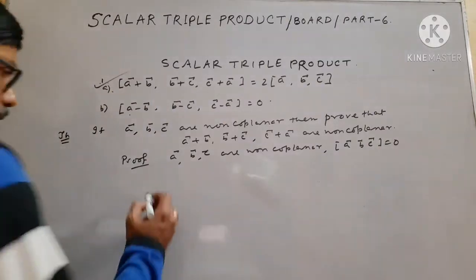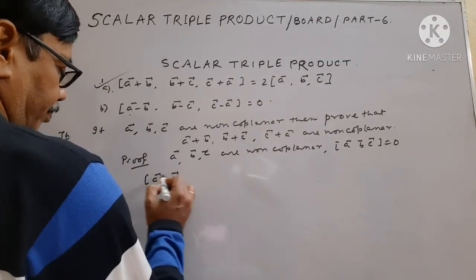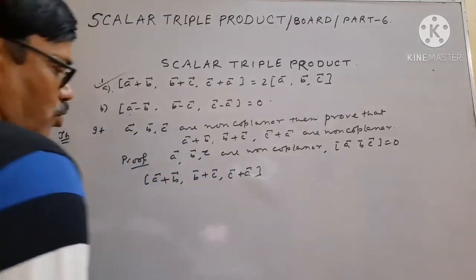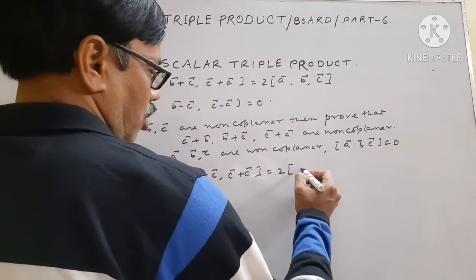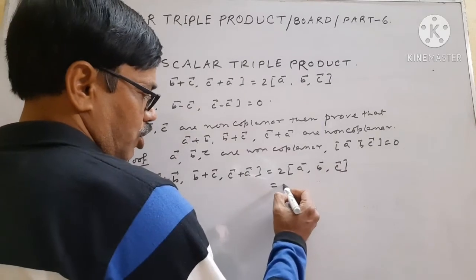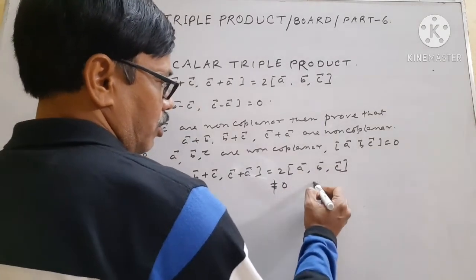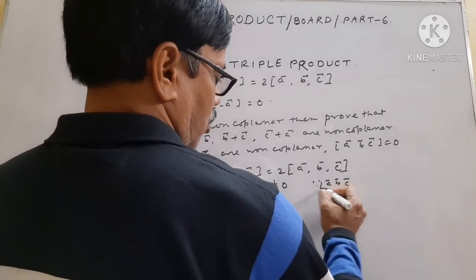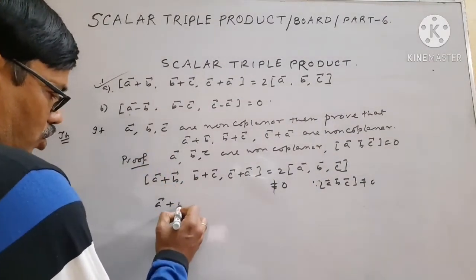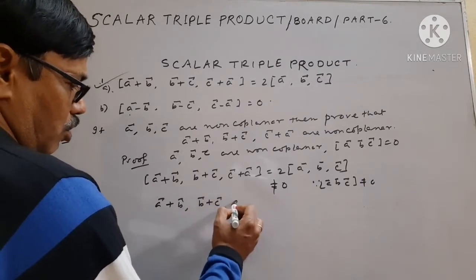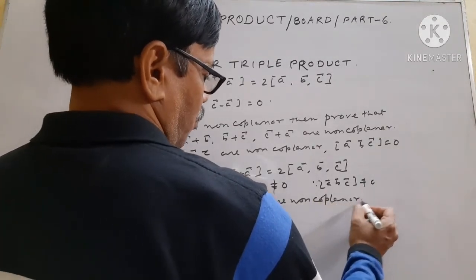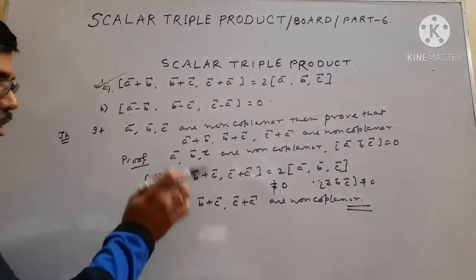Now we calculate the box product of this one: A plus B, B plus C, C plus A. We have already proved this equals twice box ABC. Now this one is not equal to 0. So this is non-zero since box ABC is not equal to 0. If the box product is non-zero, then the vectors are non-coplanar. Proved. So this and these are equivalent.